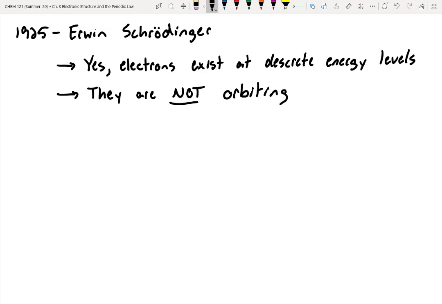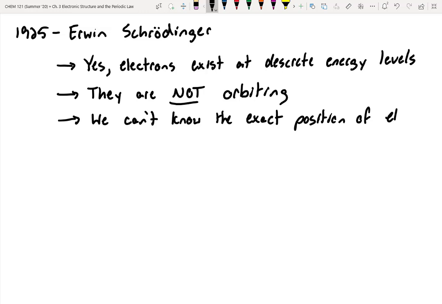And what he found was that electrons are so tiny that they almost don't behave like a particle. When you get down to the really tiny level, like an electron, matter actually stops behaving like matter and starts behaving more like a wave, which is what he discovered electrons do. And because of that, we can't really know their exact position at any given time. So we can't know the exact position of electrons.